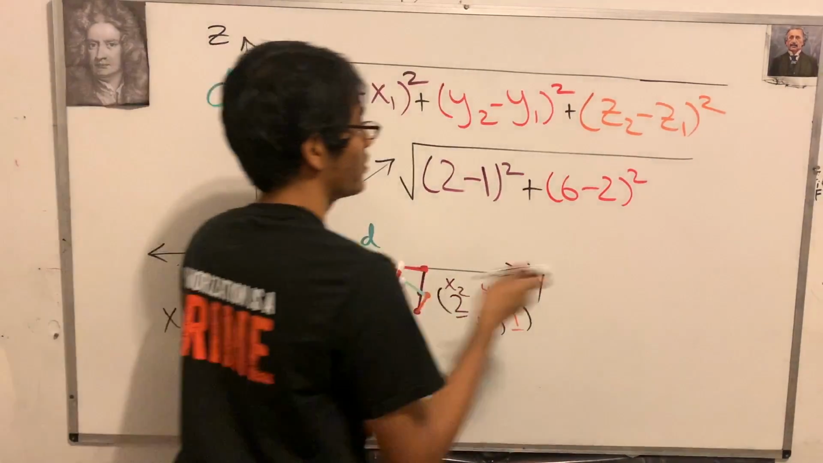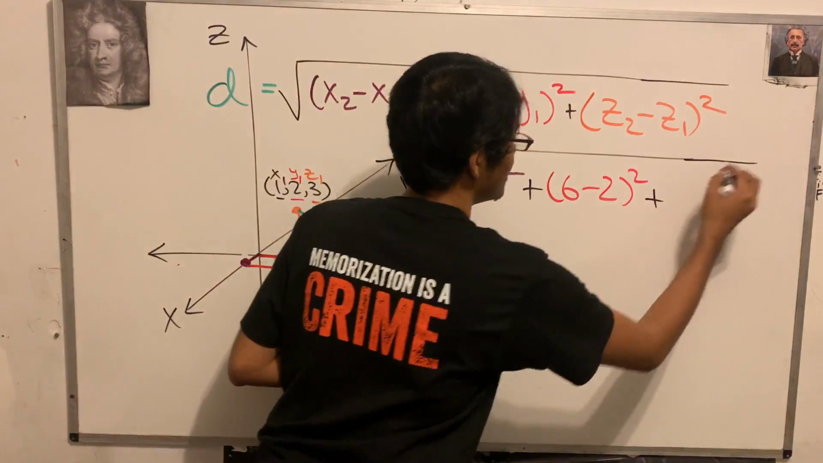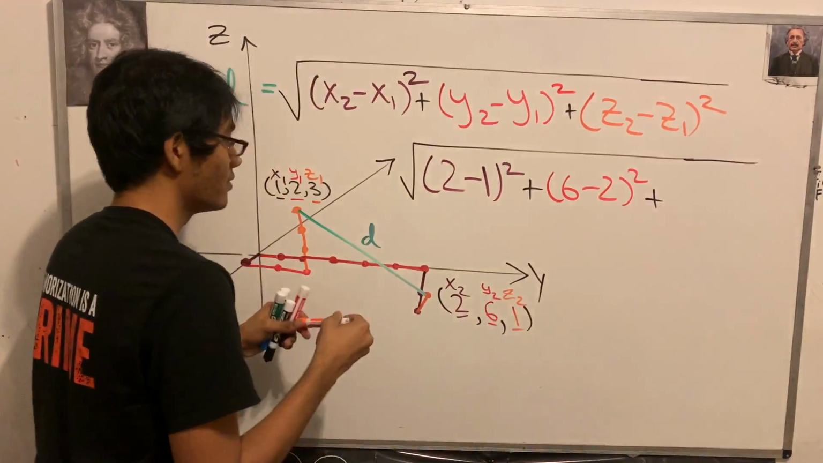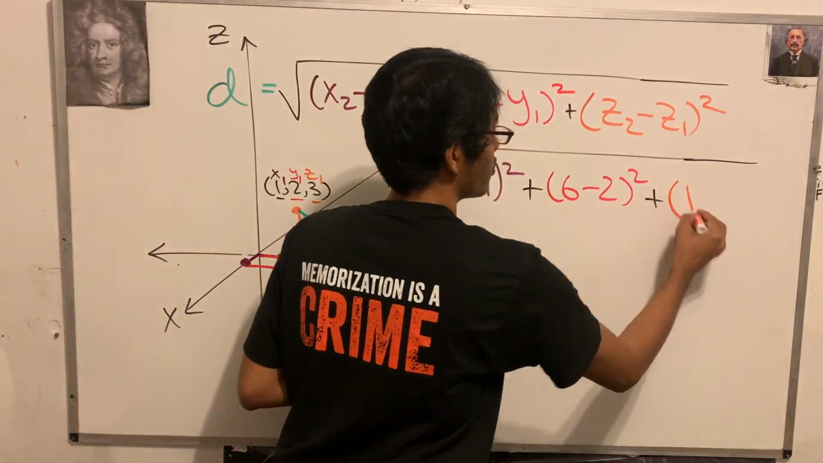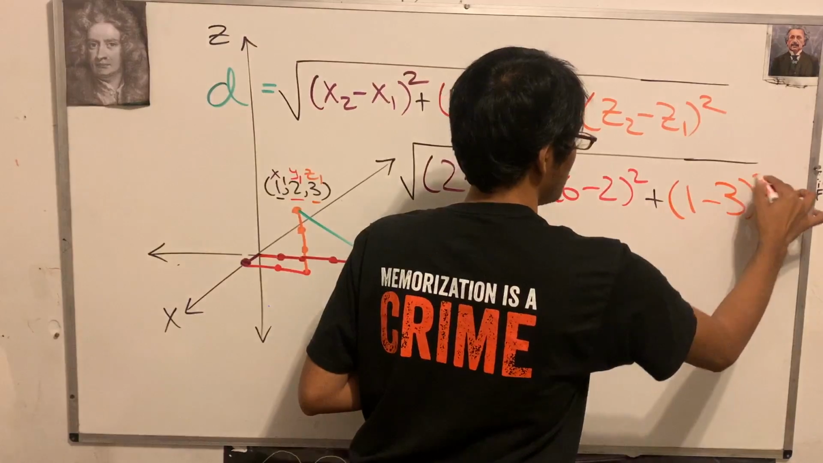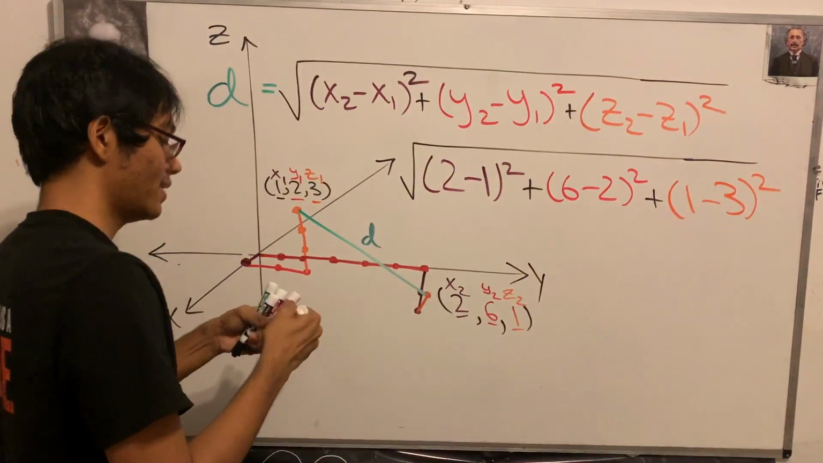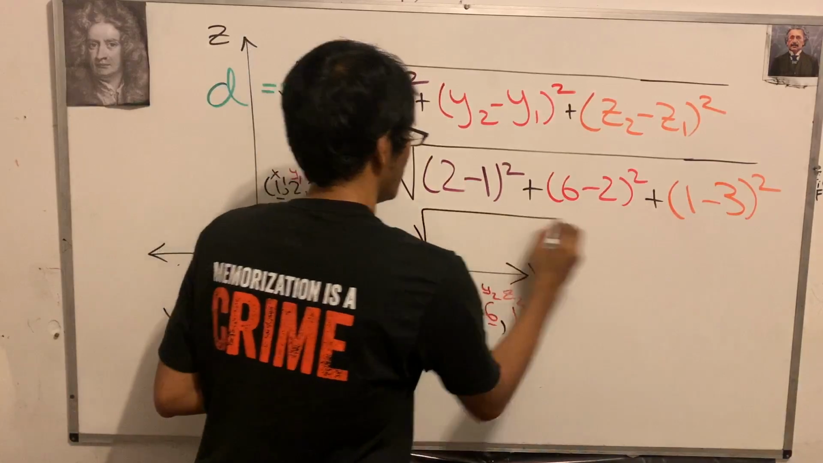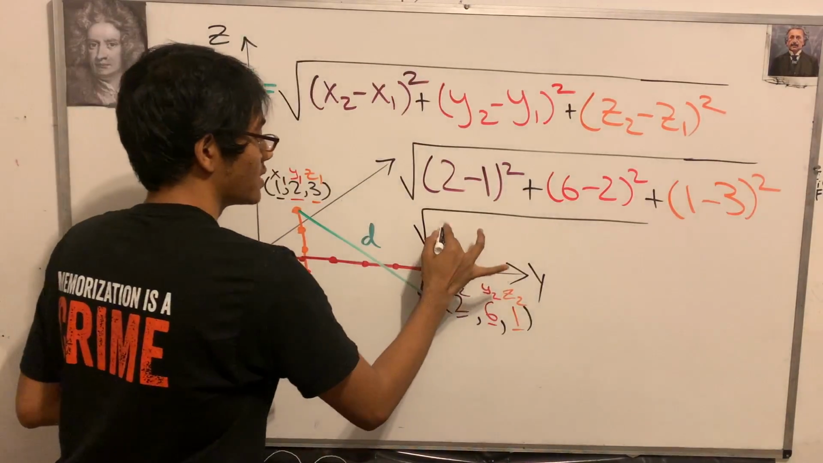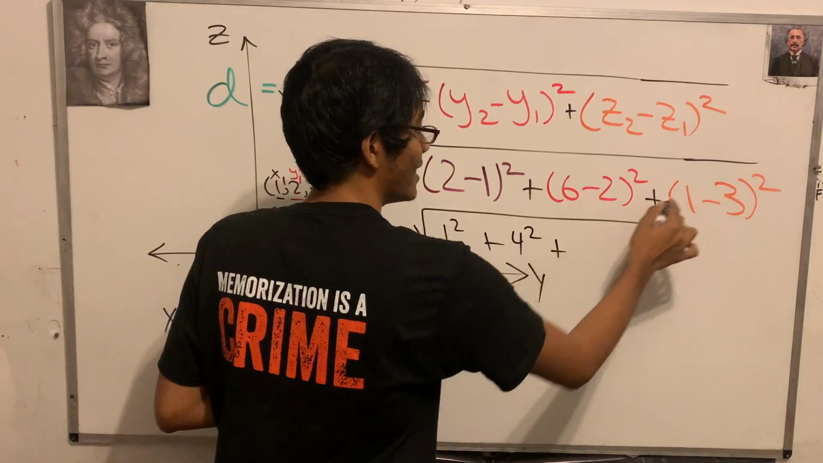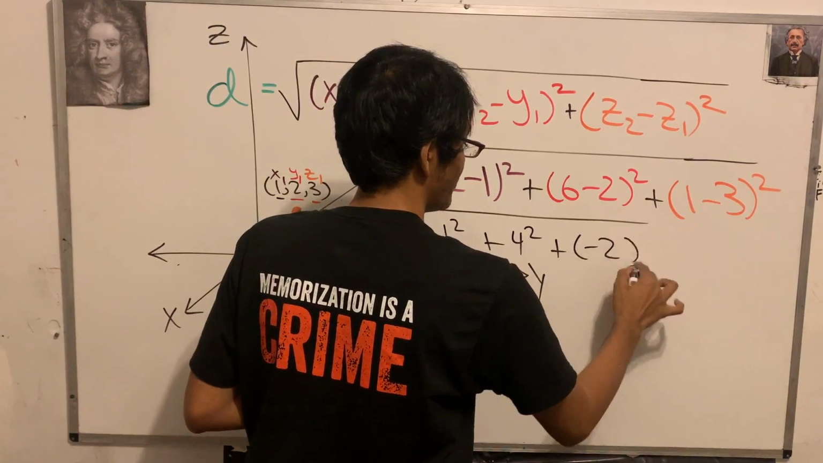Finally, I'm going to be left over with my z coordinates. What's my z coordinates? My z2 is of course 1, as you can see over here. So let's go ahead and write that down. 1 minus what? 3. That's my z1, 3. And so now we can just simplify this, pretty easy, not too bad. So we're going to be left over with what? Well, 2 minus 1 squared is just 1 squared. 6 minus 2 squared is just 4 squared. And 1 minus 3 squared is just negative 2 squared.